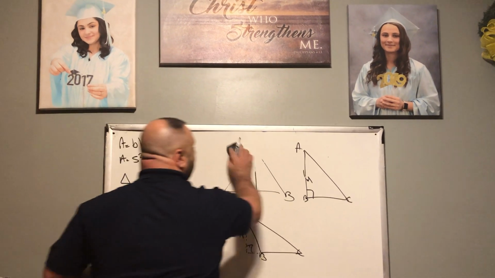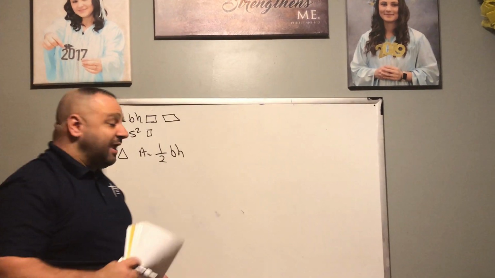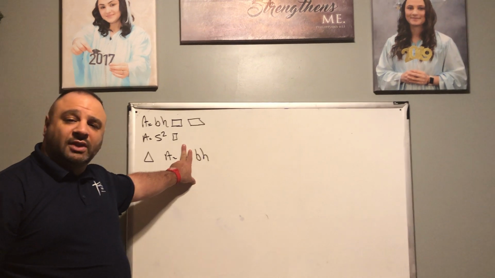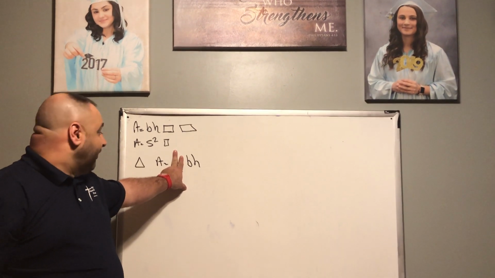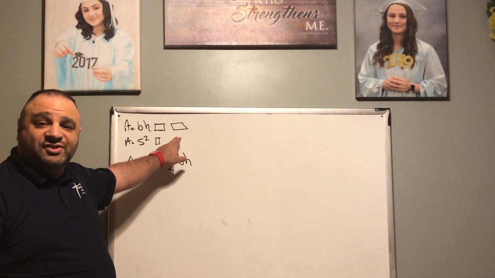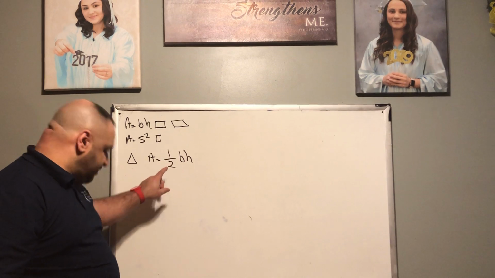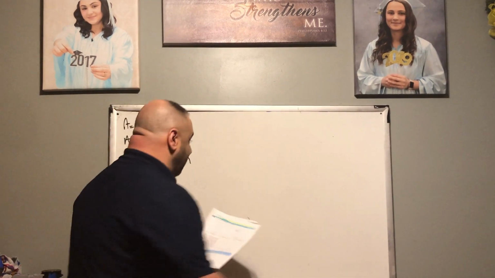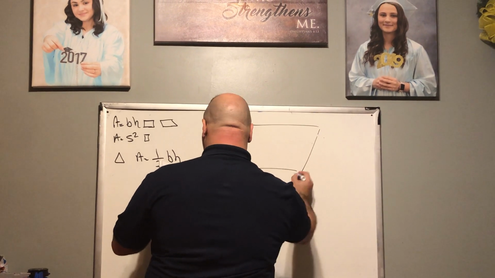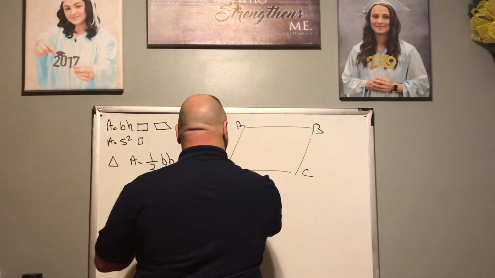Let me show you how we come up with that formula, because quickly, if I were to take this 1/2 out of here, what does that formula look like? Very good. It's the same as the rectangle. It's the same as the parallelogram. So what is the relation then? Where does this 1/2 come from? So let me draw a parallelogram. Okay. We're going to call this parallelogram A, B, C, D.